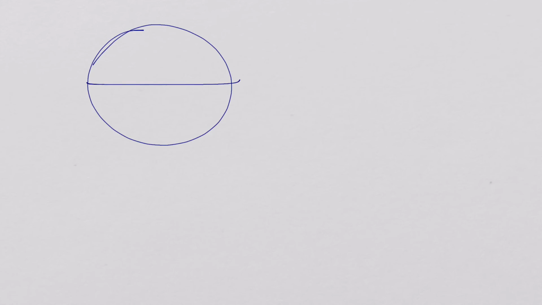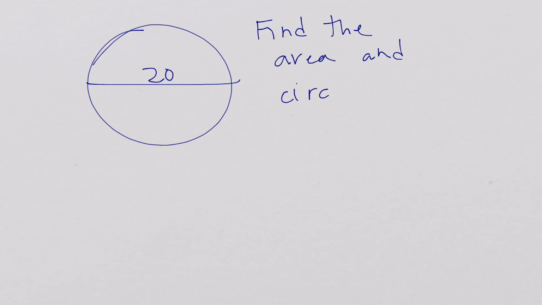So, if I give you a circle that looks like this, and I tell you that the diameter is 20, using that knowledge, find the area and circumference. Pause the video, try it yourself, resume when you're ready.